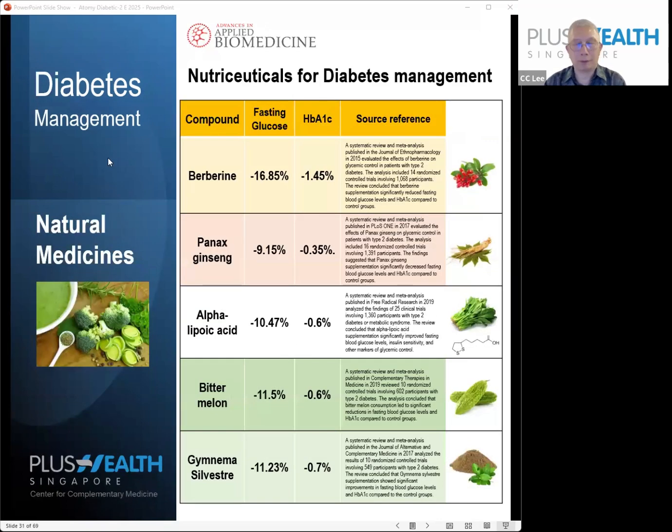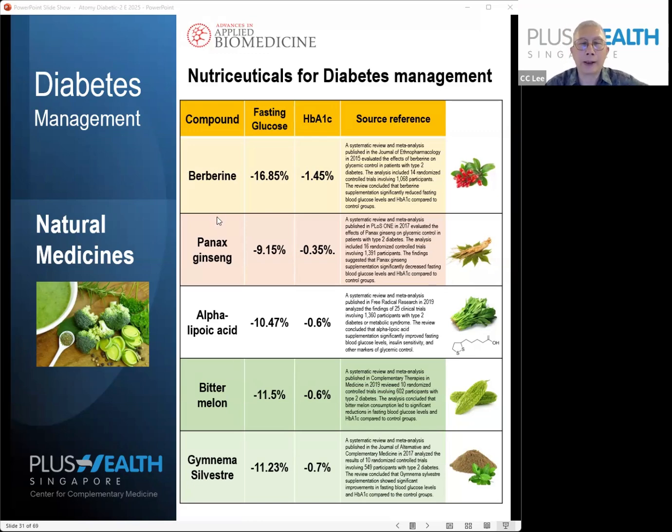Okay, now this is the final one, and it's probably the most important part of the whole session. It took me about 2 weeks of deep research to quantify and qualify the most efficient, effective nutraceutical supplements for diabetic management, right? Here, I list 5 of them, right?